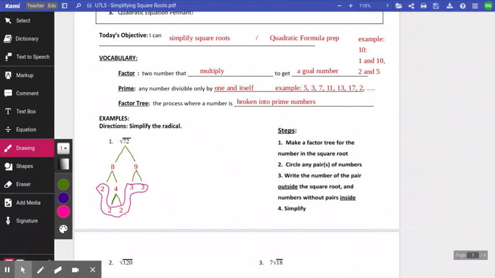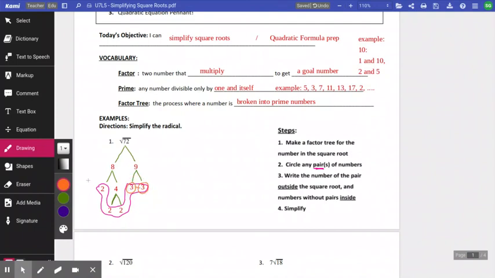Now, once you have all those prime numbers, you are looking for pairs of numbers. And by pair, I mean 2. We're looking for 2 of the same number. I'm going to mix up my color again. I'm taking advantage of having all these different colors here. So if I look through all these prime numbers, do you see a pair of numbers? Why, yes, I see a pair of 3s. So I've got one pair of 3s.